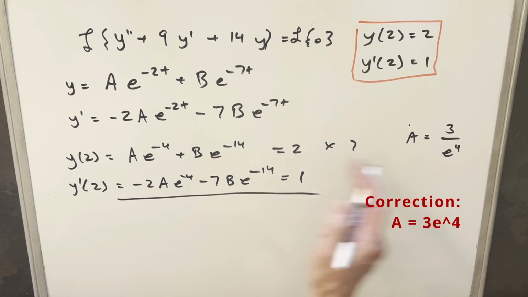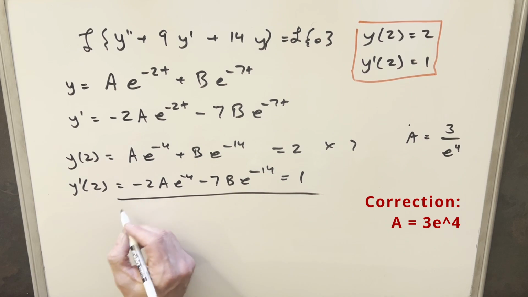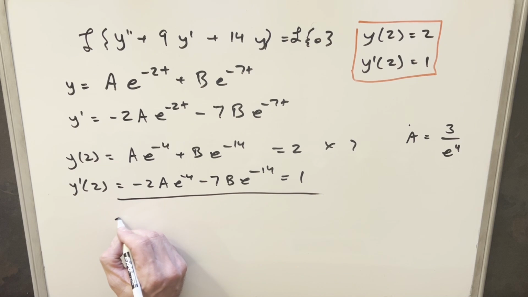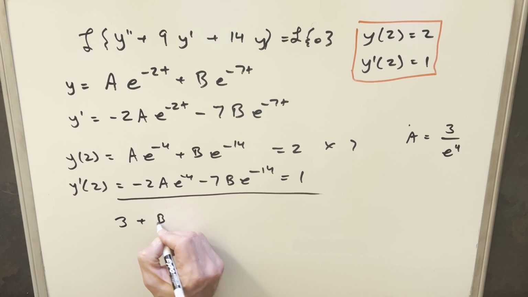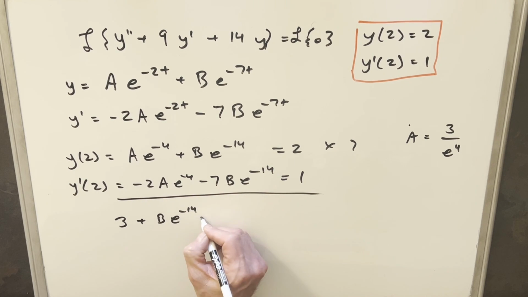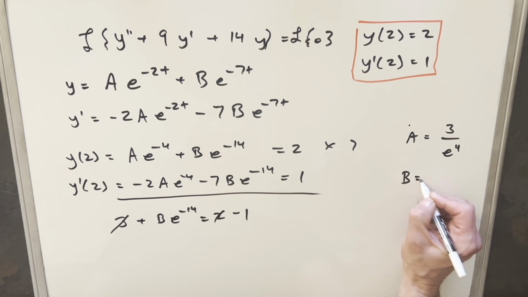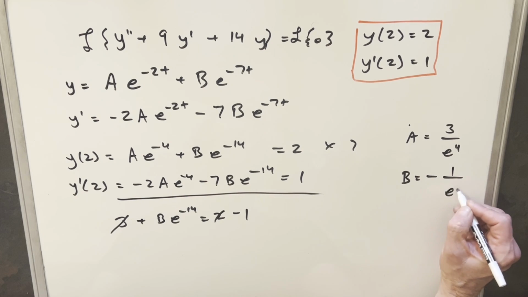So next, I'll take this a value and plug it into the first equation. What's going to happen is the e^4 times e^(-4) is going to cancel, and we're just going to end up with 3 here, plus b e^(-14) equals 2. Subtracting 3 on both sides is going to give me a -1 over here. So for our b value, we're going to have just -1 over e^14.